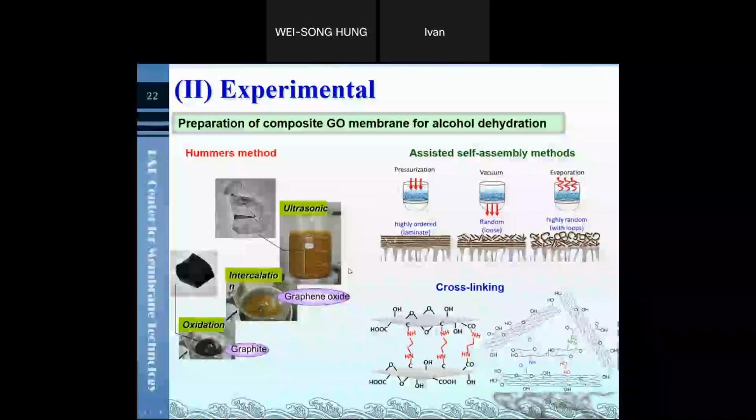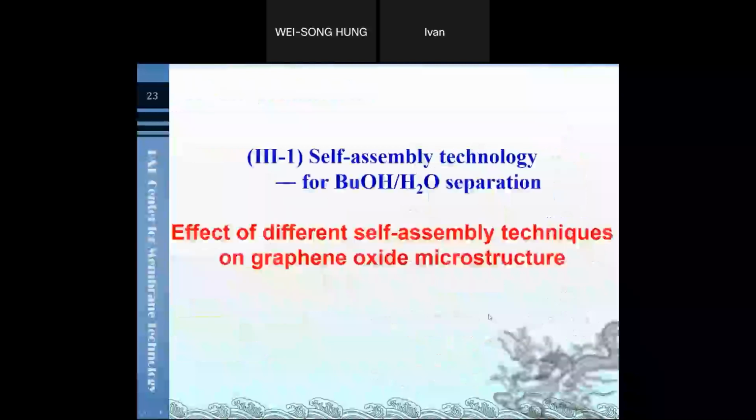And we also prepare the graphene oxide from our safe, commercial, harmless method. We can get graphene oxide from the graphite, based on the chemical reaction. Then we use this graphene oxide with the self-assembling method to prepare the membranes. And we also can cross-link because the graphene oxide has many oxidation functional groups. So we can, based on the chemistry, add some cross-linker to prepare the graphene oxide framework membranes.